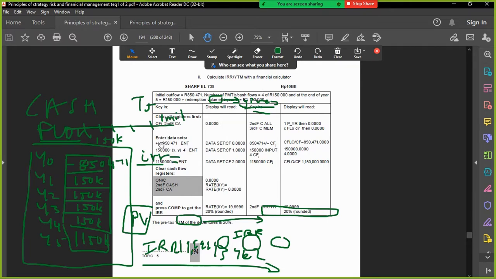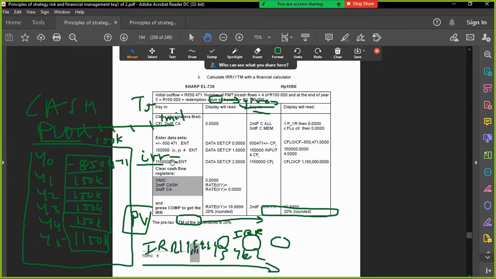Okay, next step, make it a negative. So put in a negative 850,471. Yes. And then you need to press enter. Okay, I've got the data set. That's good. And then you've got to put in 150,000 four times, but you've got to press enter every time. So put 150, press enter. Put 150, press enter. Put 150, press enter. Do it four times.